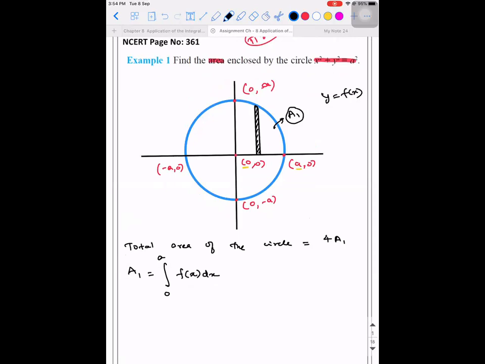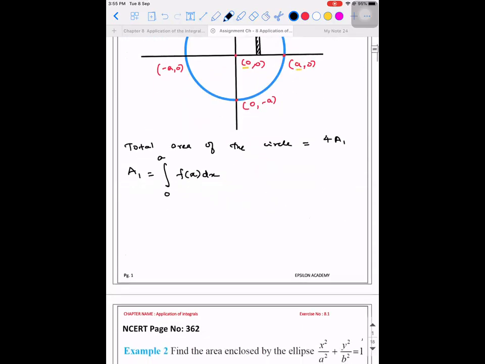So y is equal to f of x means we know that x square plus y square is equal to a square. I'll write it separately. So let this be equation number 1. We know that x square plus y square is equal to a square, which implies y is equal to plus or minus root of a square minus x square. So make an important note. This y is equal to root of a square minus x square represents the equation of a semicircle.